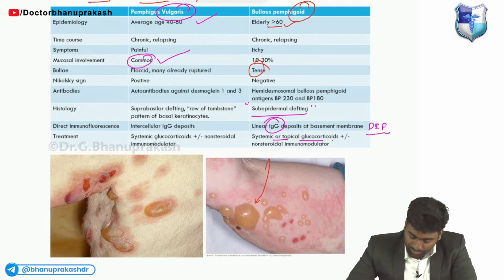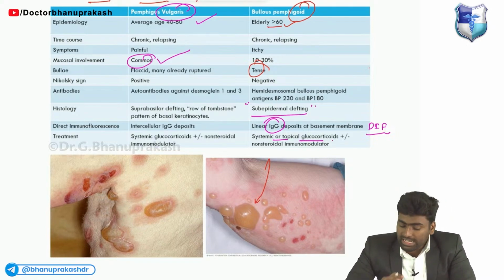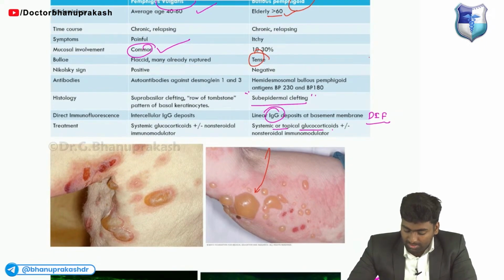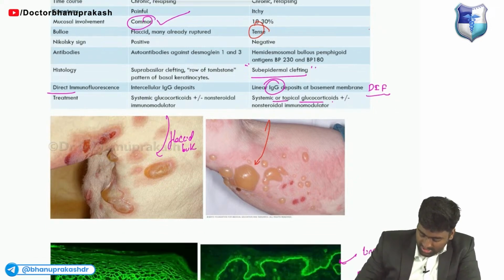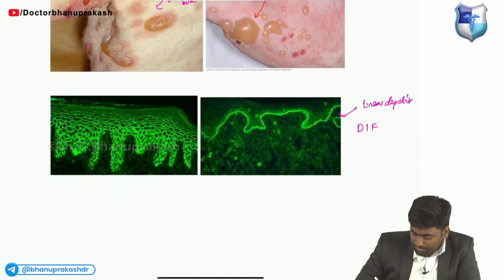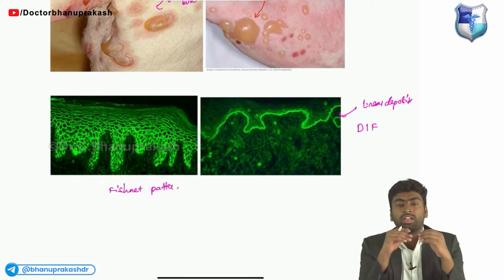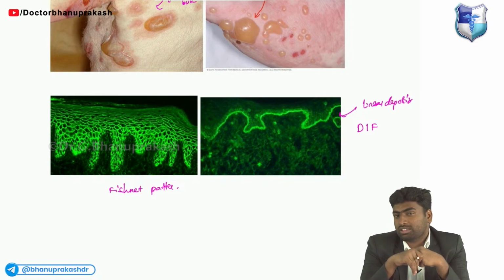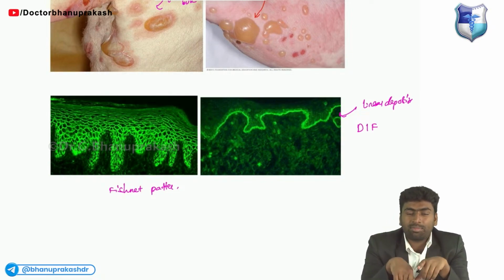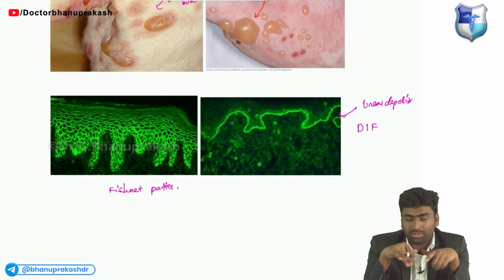Next, this won't be a tense bulla. This will have flaccid bullae. And direct immunofluorescence will show a pattern known as the fishnet pattern. For example, remember, if you say bad words to a bigger person or an elder person, they will kill you, bury you and make you a tomb.